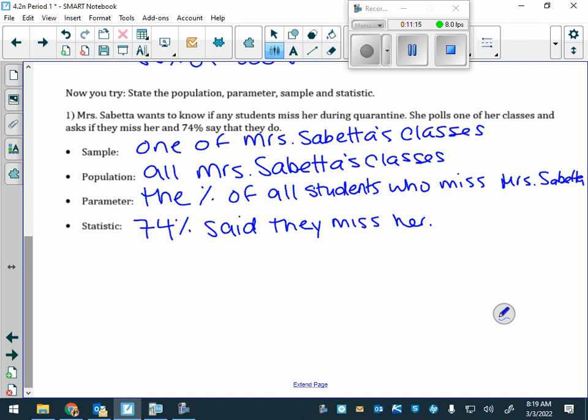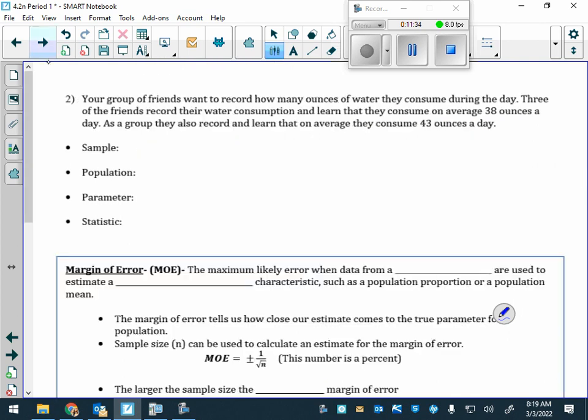Okay. Again, very straightforward. The percent, sometimes you might be asked the average. You might be asked the proportion, okay? Whatever you have in the statistic should match what you write in the parameter, okay? All right, you guys are going to try number 2 on your own.